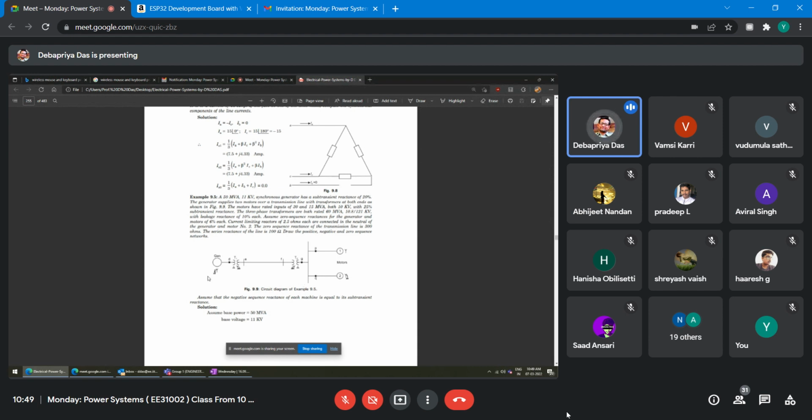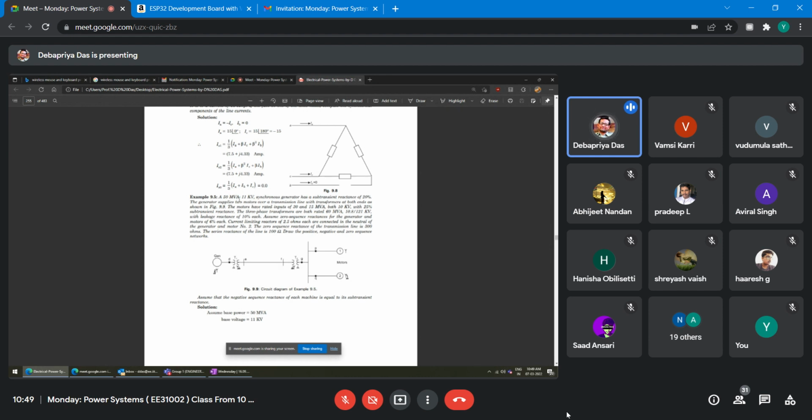But here the star is grounded, right? But this side is delta, so the path will remain open, right? One has to be very careful. And on this star-grounded delta side, the path will also remain open for zero sequence, right? But before that, you have to make it. This problem is 6, 7, 8 lines, right? First, you have to read carefully.